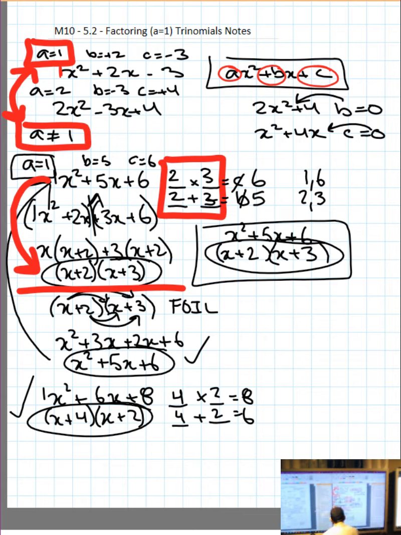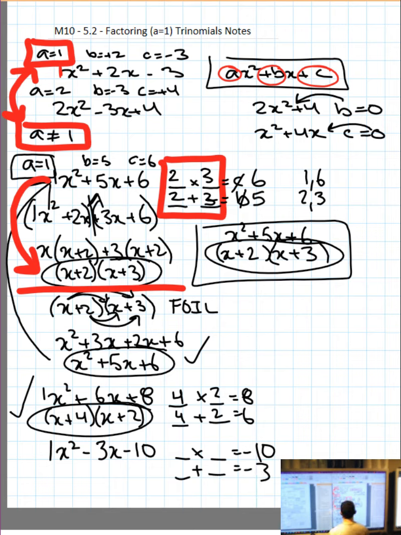Last example, x squared minus 3x minus 10. Recognizing that a was 1. Blank times blank equals negative 10. Blank plus blank equals negative 3. Those numbers are 5 and 2. Look at the negative line to decide which one needs to be negative, the negative 5. Put that negative above. Confirm that the multiplication statement, negative 5 times 2 equals negative 10.